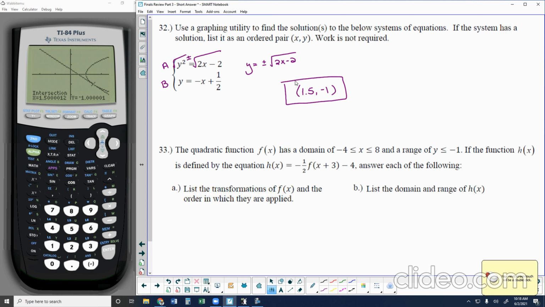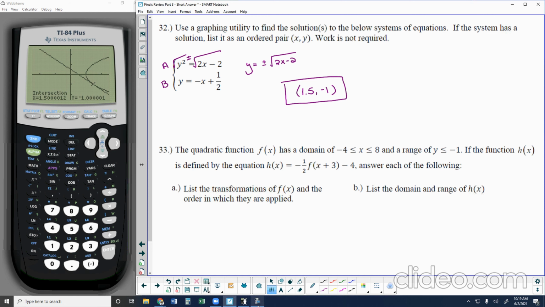Problem number 3 talks about some graphing, but it's going to bring in some different information here as well. 33, excuse me. It says the quadratic function f of x has a domain of x is greater than or equal to -4 and less than or equal to 8, and a range of y is less than or equal to -1. If the function h of x is defined by the equation h of x equals -1/2 f of x plus 3 minus 4, answer each of the following.